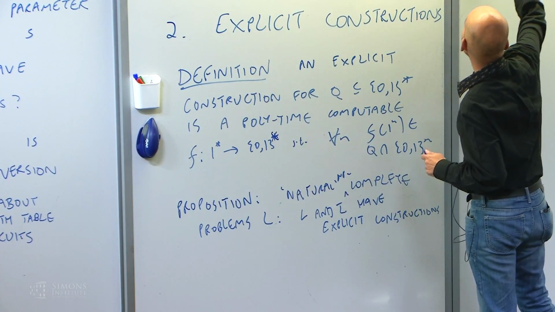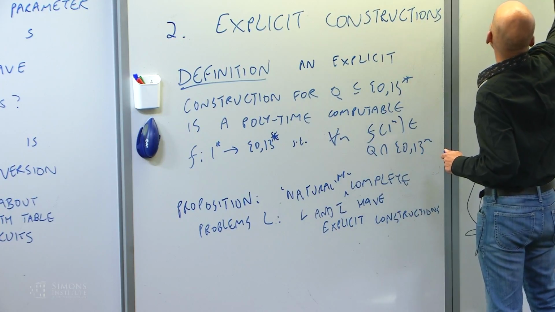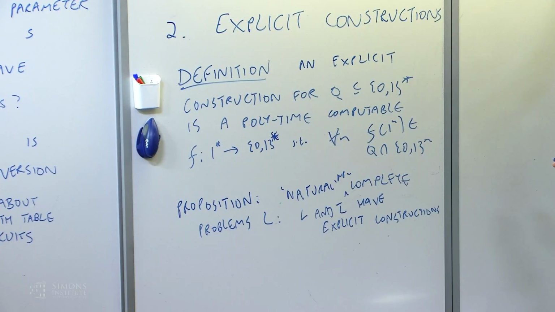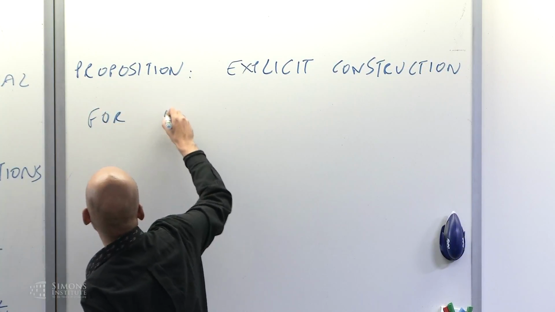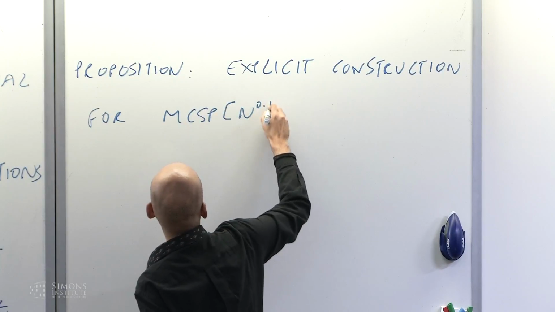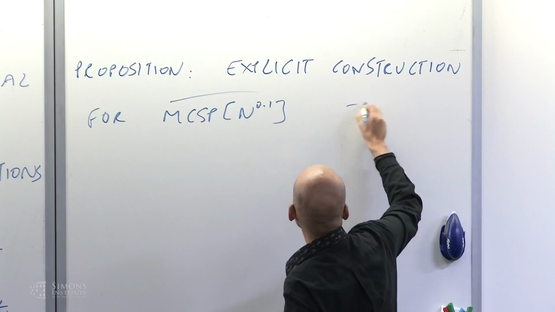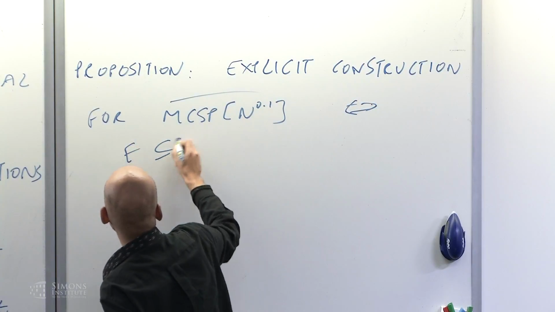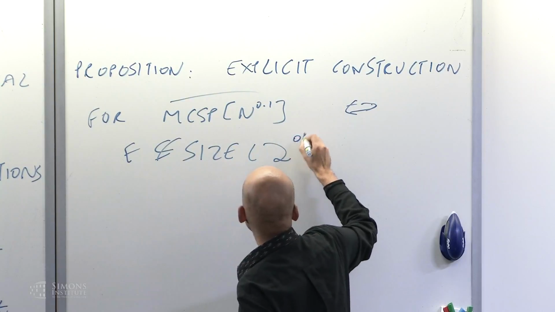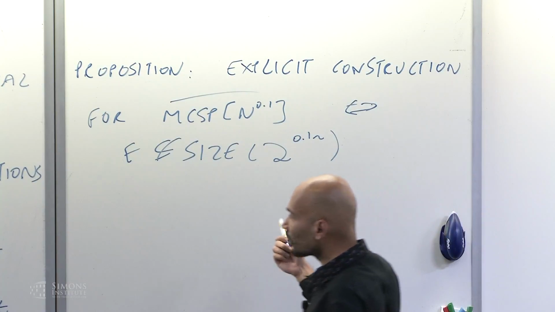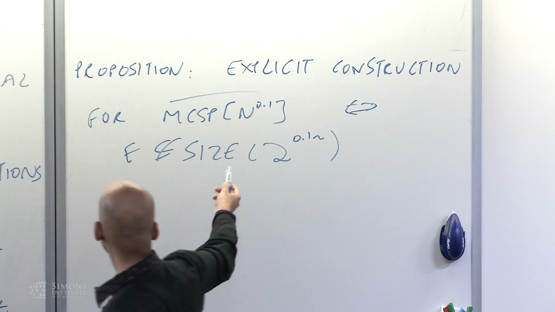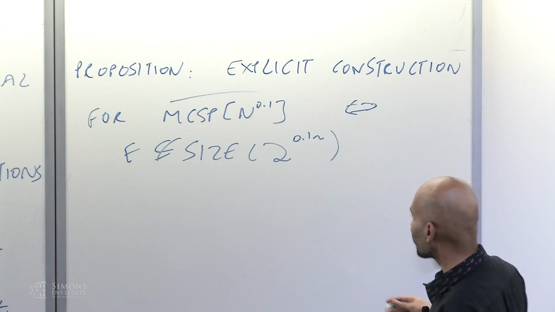So it's just a proposition. Explicit construction for the complement of MCSP, where we maybe take the unparameterized version, so let's say n to the point 1, is equivalent to E. This is not too hard to see. It's a fairly short proof. If you have an explicit construction of something that's a hard truth table that doesn't have circuits of size n to the point 1, that's going to give you a very hard function in E.